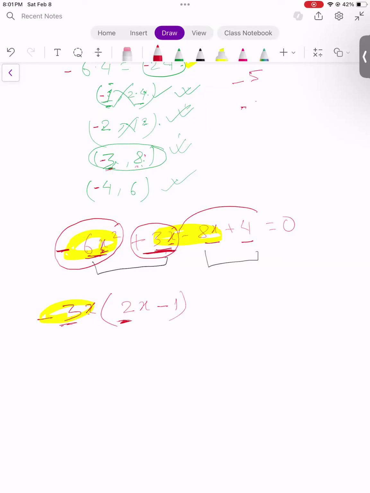Now in these last two terms, we have a negative on the first term, so you can take negative as a common factor, and 4 as a common factor. If you factor out negative 4 from negative 8x, negative 8x divided by negative 4 is positive 2x. If you factor out negative 4 from positive 4, positive 4 divided by negative 4 is negative 1, equals 0. Does anyone have a question here?